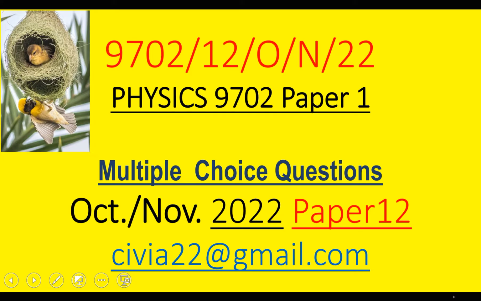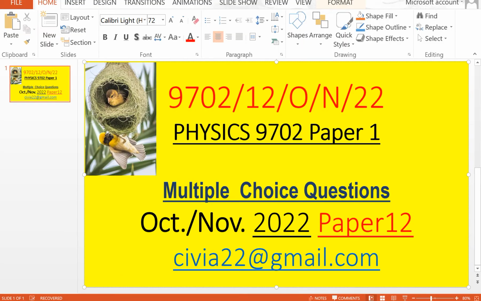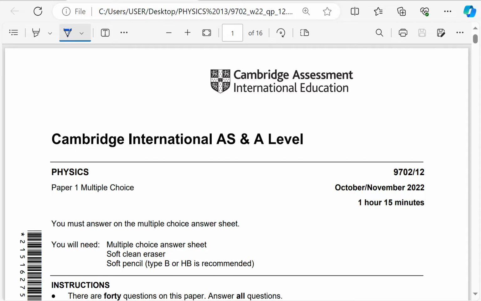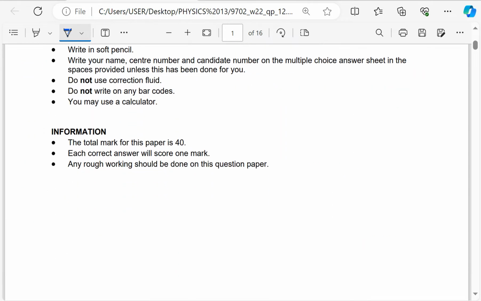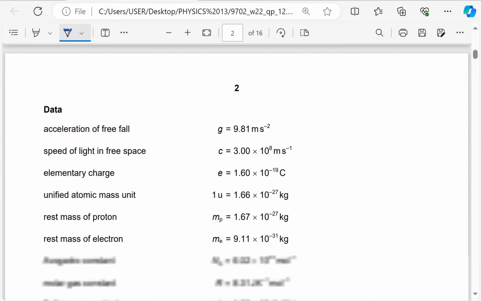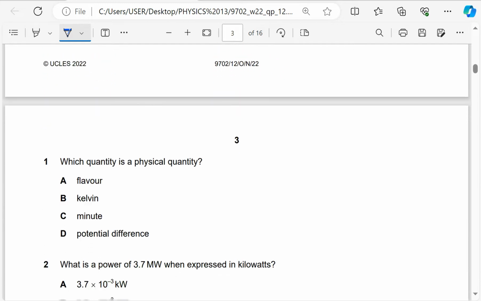This is component 1, October/November 2022. So I'll take you to the question paper. The paper is supposed to be 1 hour and 15 minutes. I may take more time, I may take less time, depending on how I explain the concepts. I'll take you to the questions straight away. I will not read through the instructions; you can always read through them. I will go straight to question number 1.